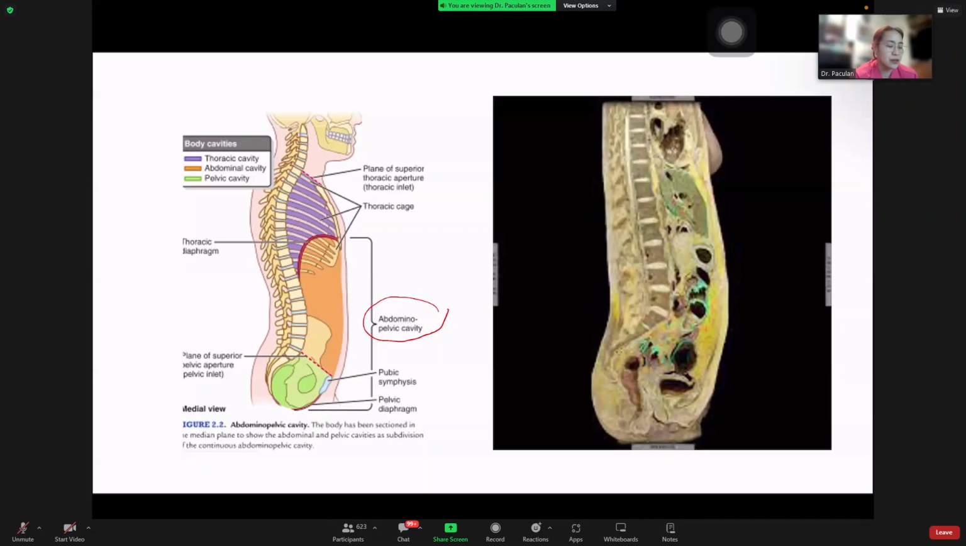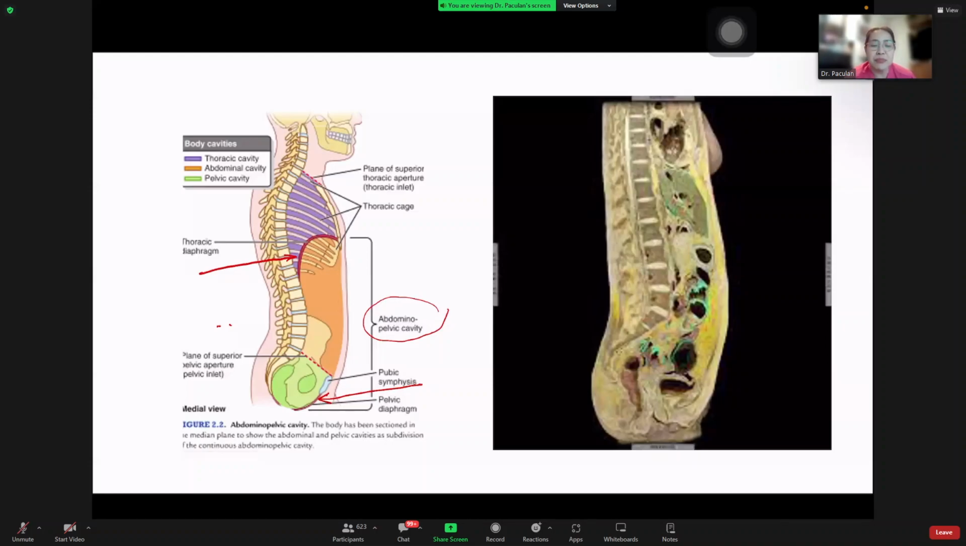So this is your thoracic diaphragm. This is the thoracic diaphragm. And this is the pelvic diaphragm. Okay. So that is the extent of your abdominopelvic cavity. The abdominal cavity has no floor of its own because it is continuous with the pelvic cavity.